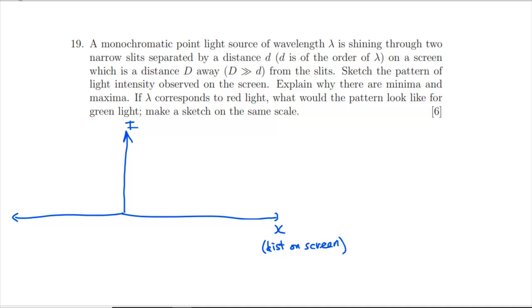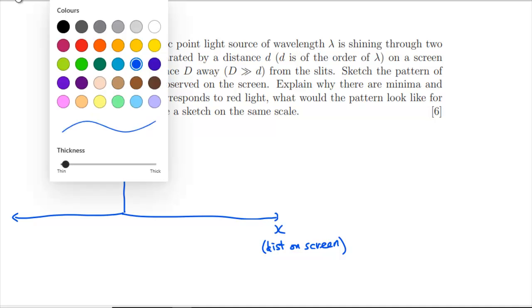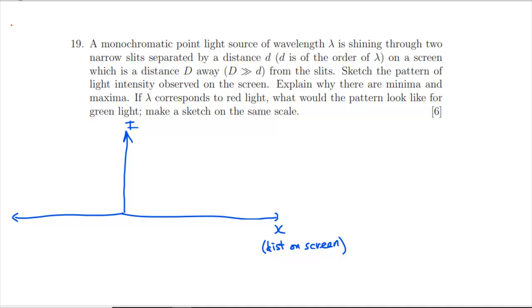So not to the screen, but on the screen. What sort of pattern are we going to see? So sketch the pattern, explain why they're minima and maxima, and then we need to compare for red or green. Right, okay, so let's change colour and draw something for red, so I've got something to compare it to. So we get these peaks and troughs, don't we?